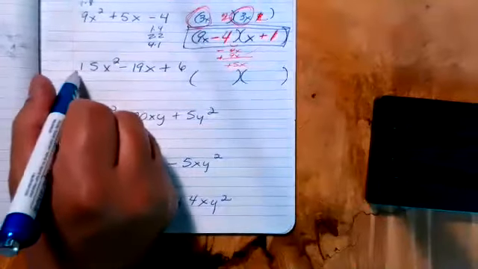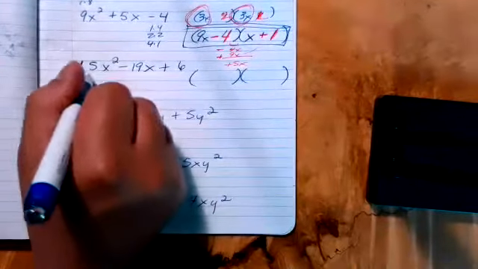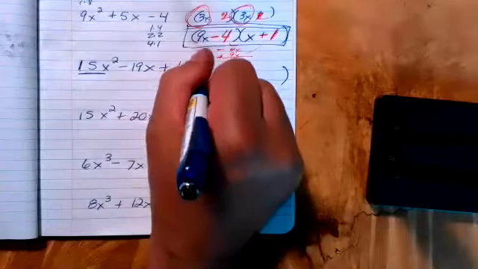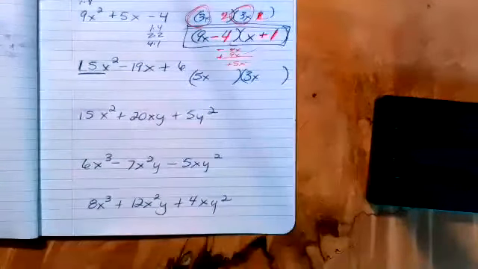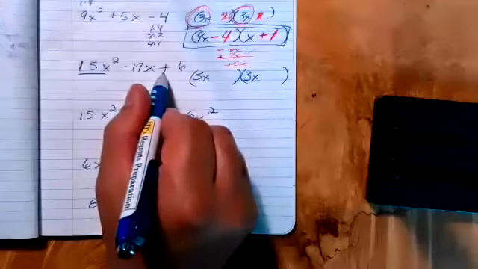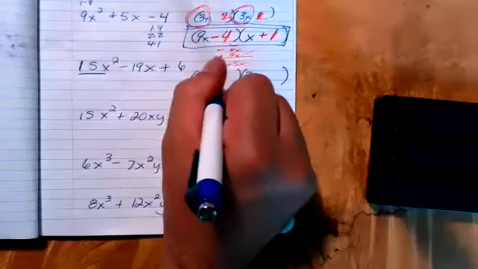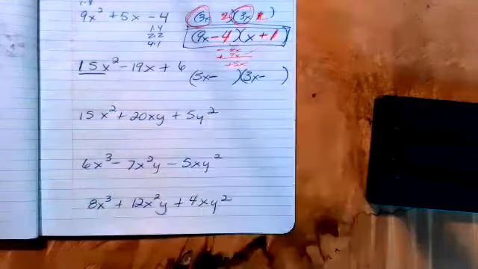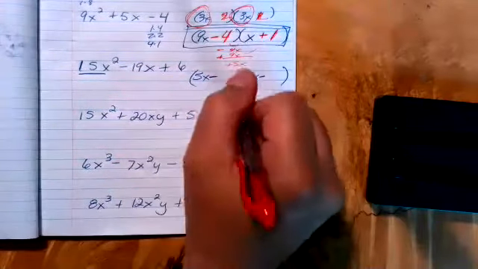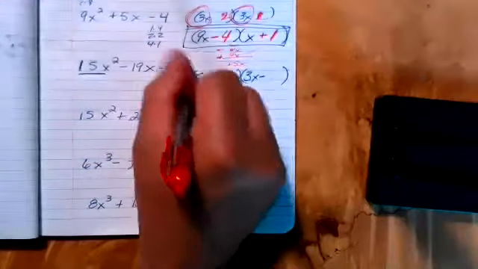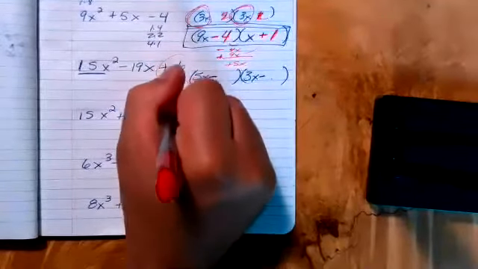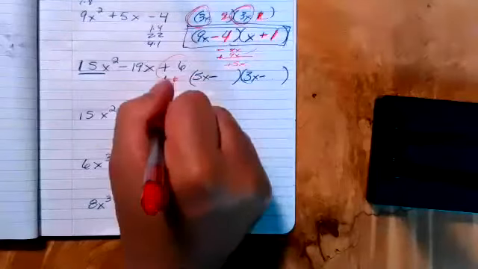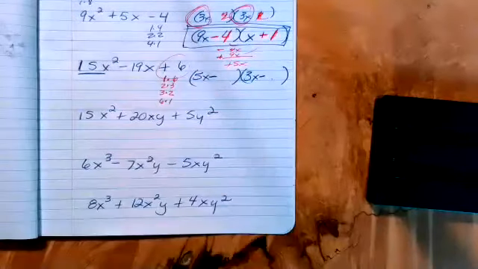15x squared. That's 15x squared. I'm going to try 5x and 3x. I know my signs are going to be the same. They're both going to be negative. And what I put here and here has to multiply to this 6. So it could be 1 times 6, 2 times 3, 3 times 2, or 6 times 1.